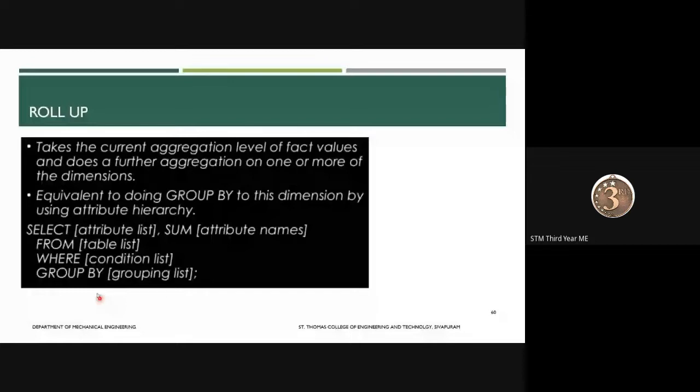First, it takes the current aggregation level of fact values and does a further aggregation on one or more of the dimensions. Okay. Look at the next point. It is equivalent to doing group by to this dimension by using attribute hierarchy. So what we are doing here is taking a cluster of data. You can see some keywords here: select, sum up, from, where, and group by. So this is coming under a roll up.